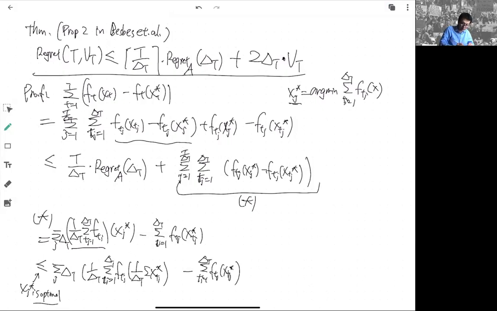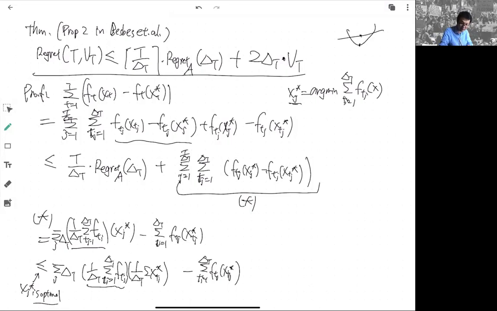And now let's make use of the definition of convexity. Notice that each individual f_t is convex. Therefore, any non-negative linear combination of these functions is also going to be convex, right? So we can apply the definition of convexity, or equivalently Jensen's inequality.